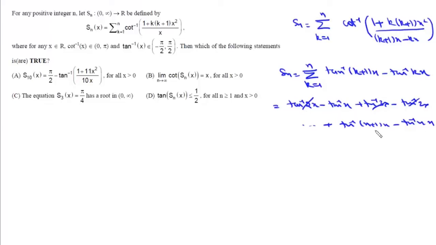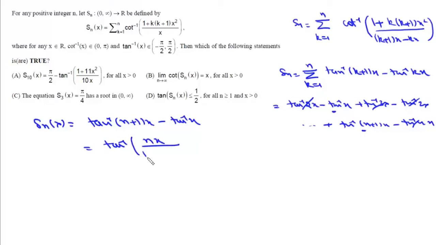Now these terms, they'll cancel. Since this second one here, in the end, it'll be this term. So we can write this Sn as tan inverse (n plus 1)x minus tan inverse of x, or we can write this as tan inverse of nx upon 1 plus n into (n plus 1) into x square. So that's our function Sn(x). Now domain of this function is from 0 to infinite.